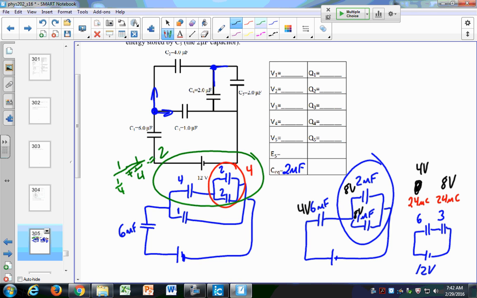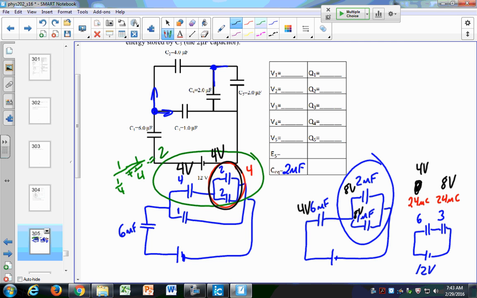4 microfarad capacitor. So I have 4 volts here, and then, final step, I have these 2 microfarad capacitors. I know that across that parallel branch, I have 4 volts. What is going to be the voltage across this 2 microfarad capacitor? It's going to be 4 volts, because capacitors in parallel have the same voltage.